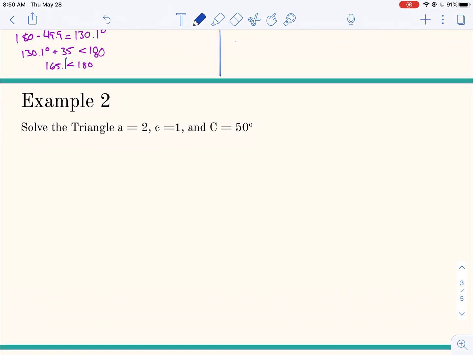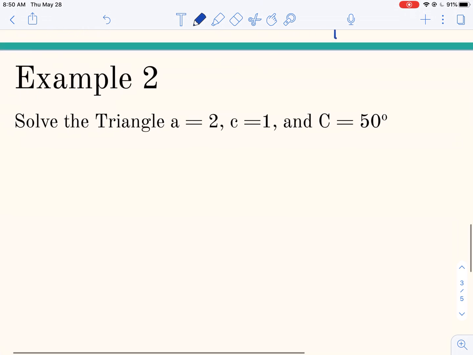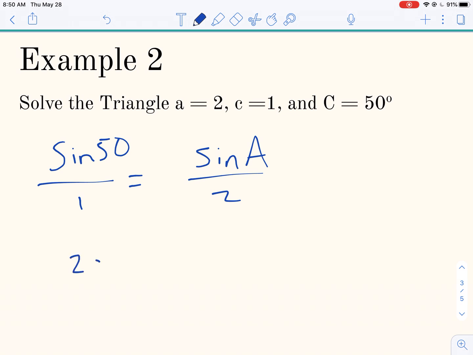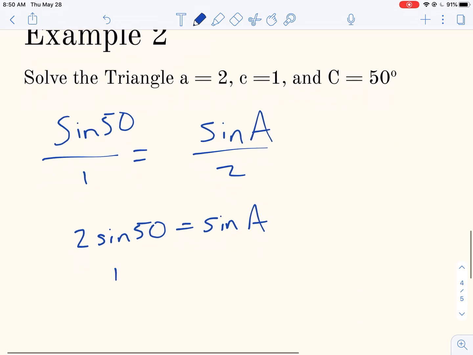Example 2, I've got solve the triangle: A is equal to 2, C is equal to 1, and the angle C is equal to 50 degrees. So again, right away we're going to set up, we're going to try to figure out what our other angle is here. I've got the sine of 50 over 1 is equal to the sine of A over 2. And then when I cross multiply, that just means 2 times the sine of 50 is equal to the sine of A. So I go ahead and plug this into my calculator. And I find that 2 times the sine of 50 is 1.532, and that's equal to the sine of A.